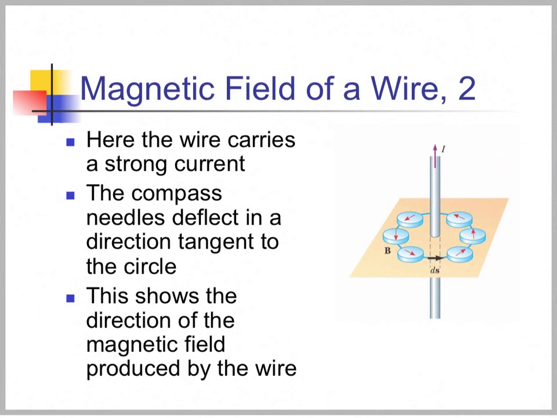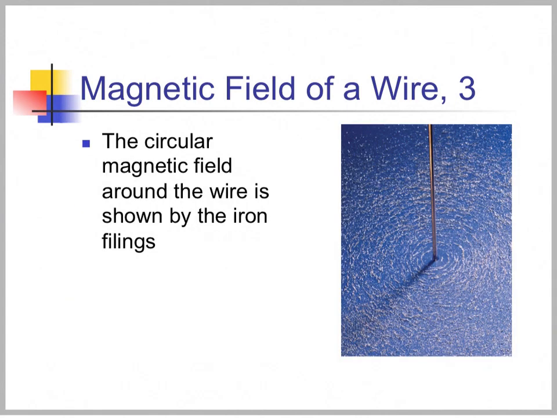In fact, we can see this experimentally if I have a wire and I have a high current going through it and I have iron filings on a page perpendicular to this wire. We see that the iron filings all line up in concentric circles.